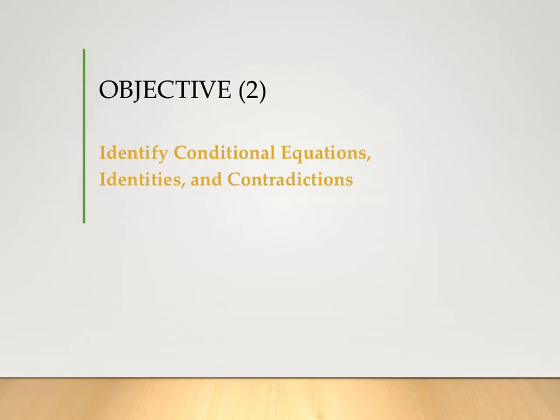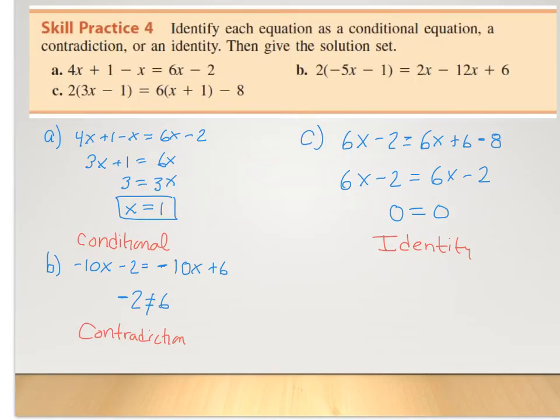Our second objective is to identify conditional equations, identities, and contradictions. So a conditional equation is one where a variable is equal to a number. A contradiction is where both sides of the equation are not equal, and that is definitely a contradiction. And then finally, we end up in a situation where 0 equals 0, and we have what's called an identity.